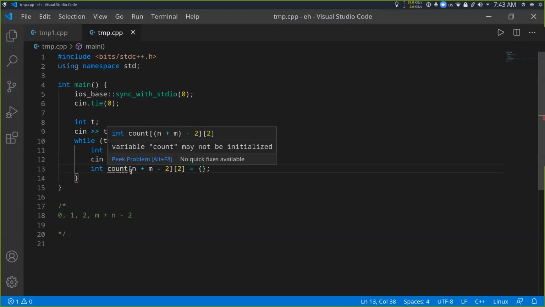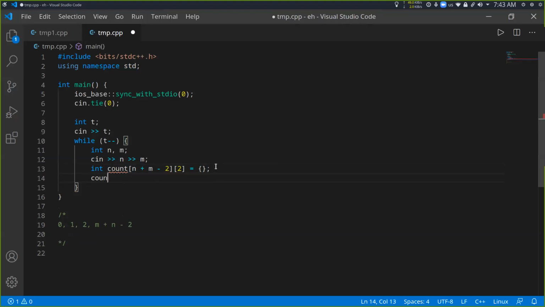If I access count of 0, it will equal the number of zeros in the very first diagonal. And if I access count of n plus m minus 2 of 1, for example, this equals the number of ones in the last diagonal. So it's that simple. Do you all agree with me? It seems like yes.